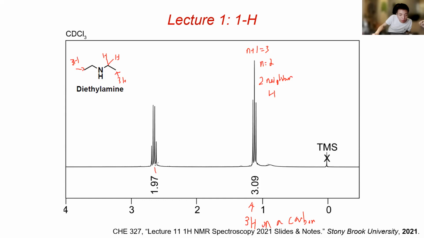And then for here, we have a hydrogen that's near the nitrogen, which has a de-shielding effect because nitrogen is electronegative. And n plus 1, this is 4 peaks, n equals 3 neighbor hydrogens. And that makes sense because on the side there's 3 hydrogens. This side as well, 3 hydrogens. And the integration number is 2, which matches up with our expectation.